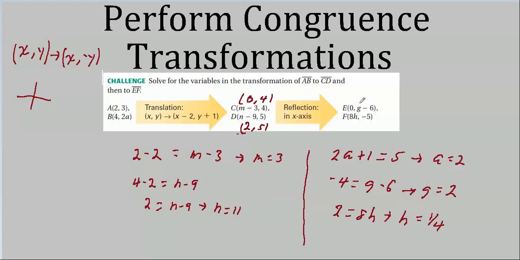And these over here should be the point 2, minus 5. And this, of course, is 0, minus 4. And this one, if anybody cares, would have been the point 4, 4.